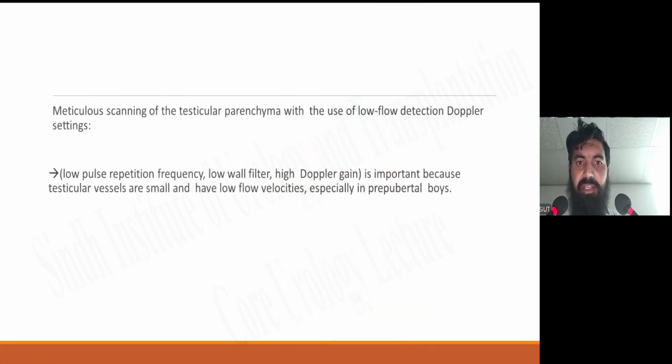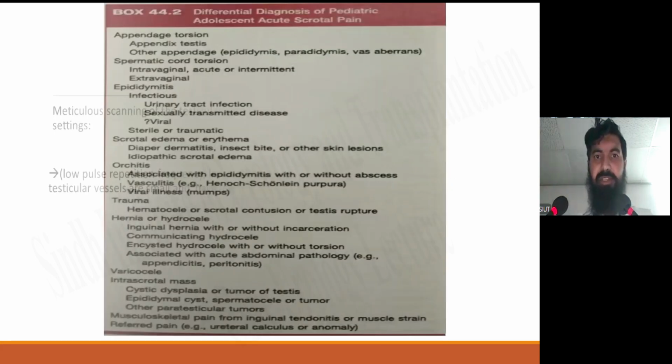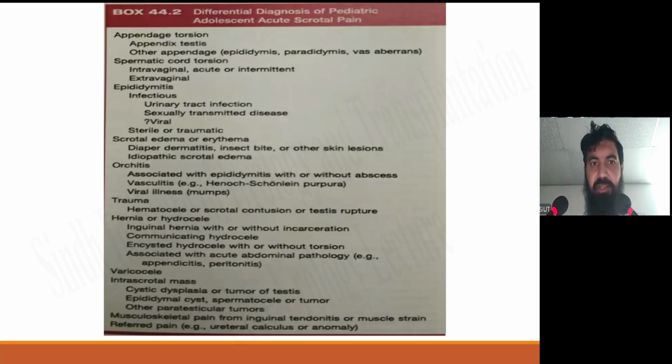Meticulous scanning of the testicular parenchyma with use of a low-flow detection Doppler setting, low pulse repetition frequency, low wall filter, and high Doppler gain is important because testicular vessels are small and have low flow velocities, especially in the prepubertal boy. There are differential diagnoses of testicular torsion: appendage torsion and spermatic cord torsion.